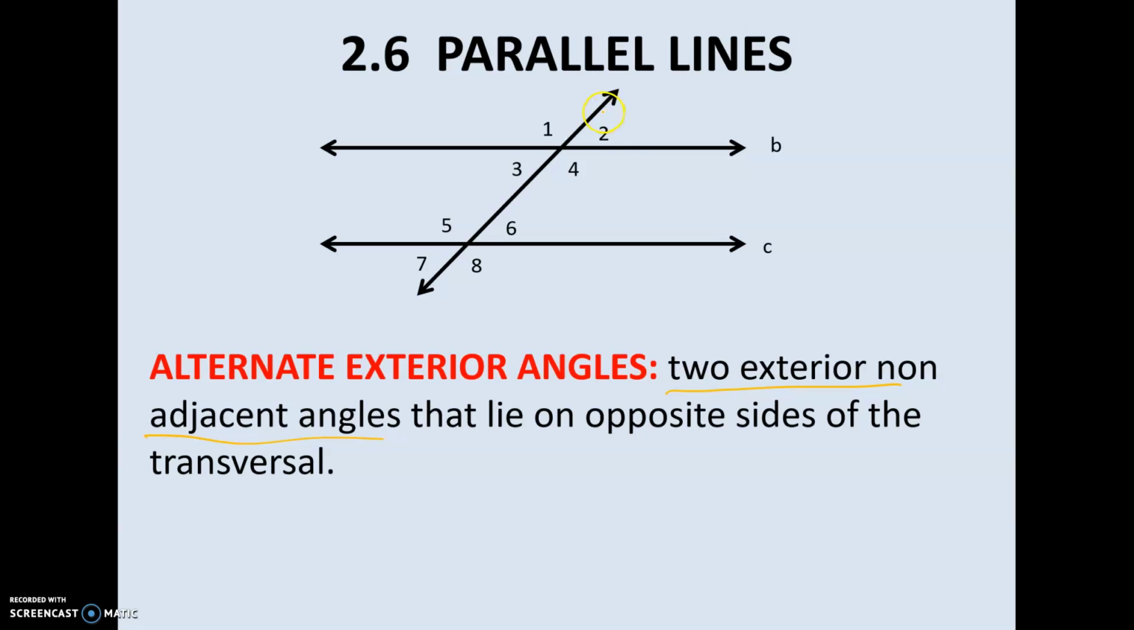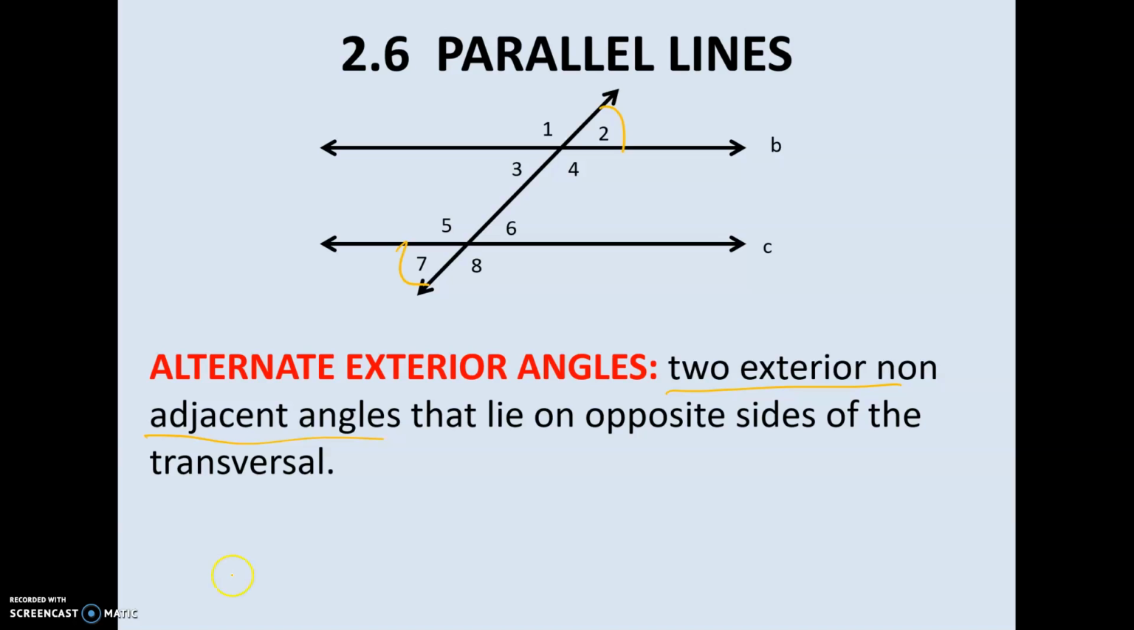So if we look at angle 2, what would be the alternate exterior angle to angle 2? Yes, angle 7. It is on the opposite side of the transversal, and it is an exterior angle. It's an exterior angle because it's outside of the lines, and it is opposite. Alternate exterior angles. The words tell you what the angles look like.